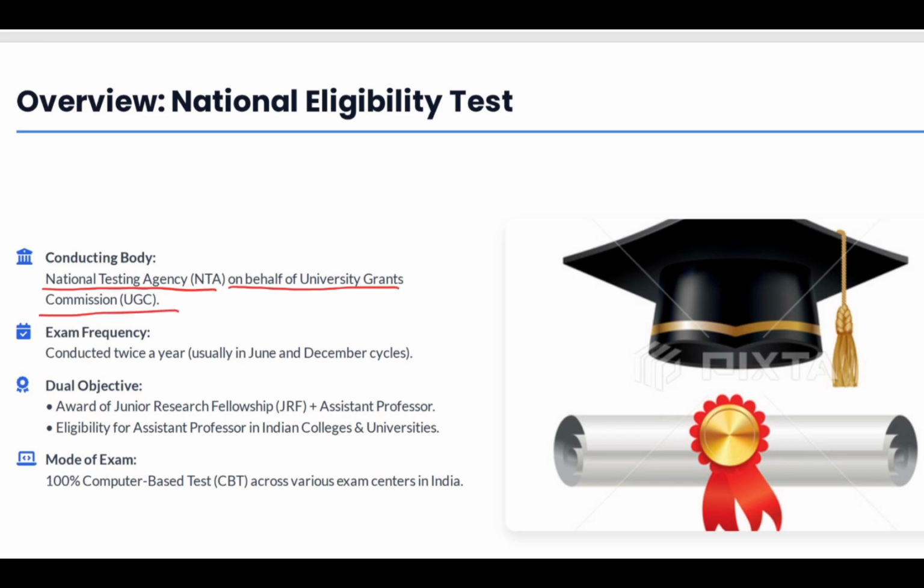The exam is conducted twice a year, usually in June and December. The examination determines eligibility for categories such as junior research fellowship, assistant professor and PhD related eligibility. It is a completely computer based test. If your goal is to become an assistant professor, pursue research, enter a PhD program or target JRF, then the UGC NET exam can be very important for you.